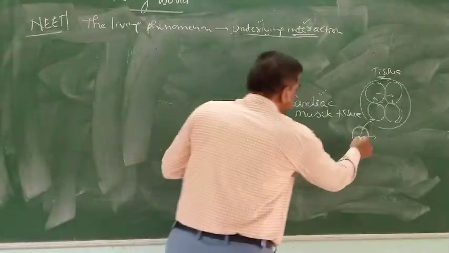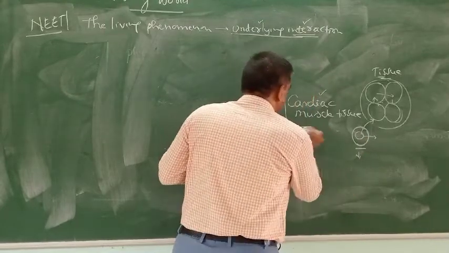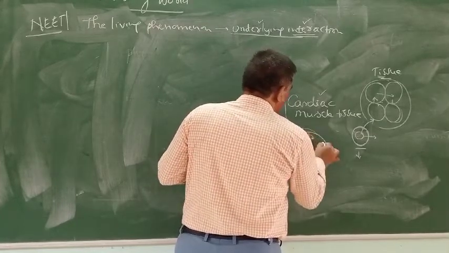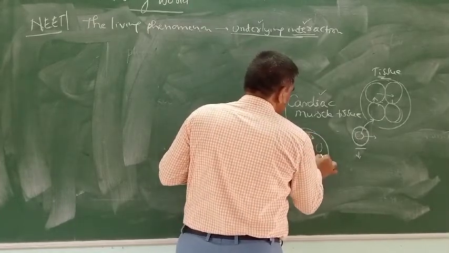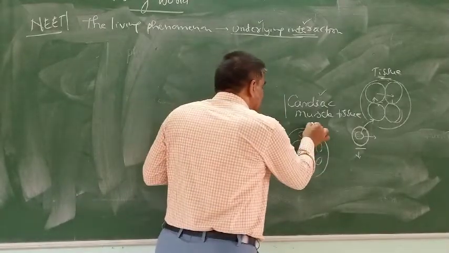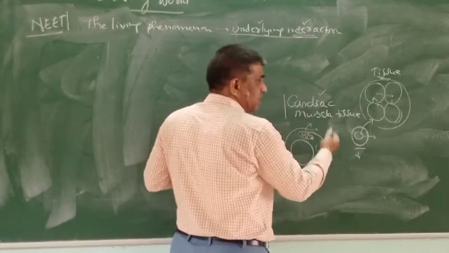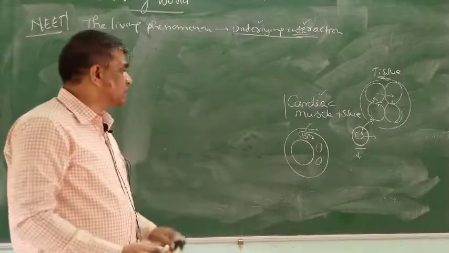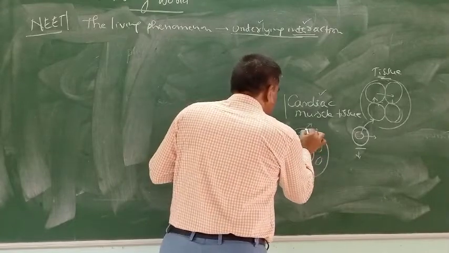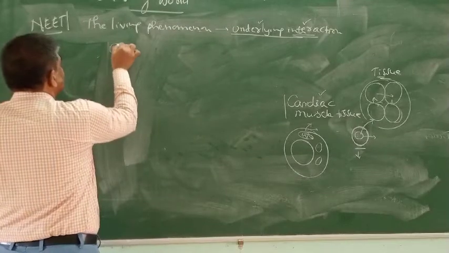Similarly, this cell is made up of so many cell organelles. Different cell organelles are present in a cell. If we take a cell, it has nucleus, mitochondria, ribosomes, lysosomes. So many cell organelles are present, and different cell organelles perform different functions. Mitochondria produce energy; lysosomes can digest some molecules. In this way, different organelles perform different functions.